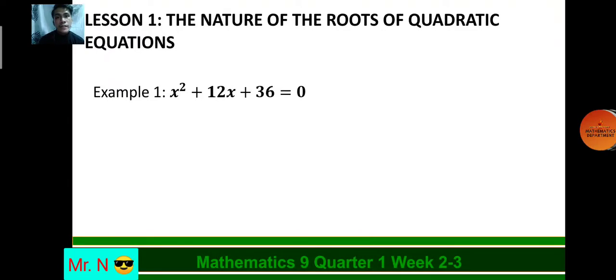And then next, the value of B. The value of B is the numerical coefficient beside x. Ibig sabihin, yung number na katabi ni x sa may left side, and that will be the value of B. So you can see, ang katabi na number ni x sa left side ay 12. So therefore, the value of B is 12.